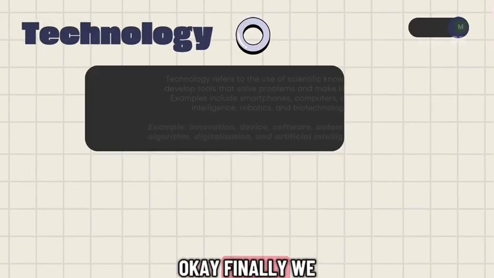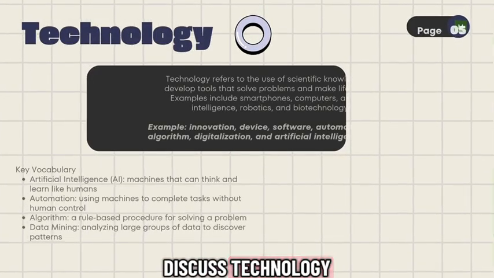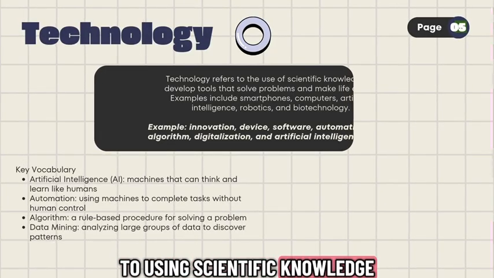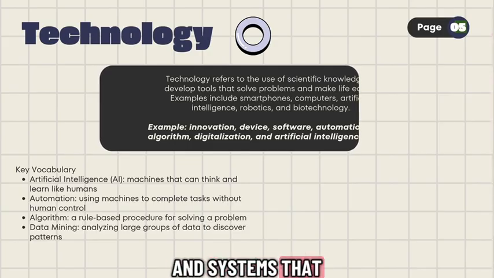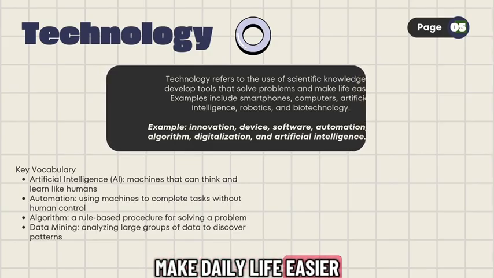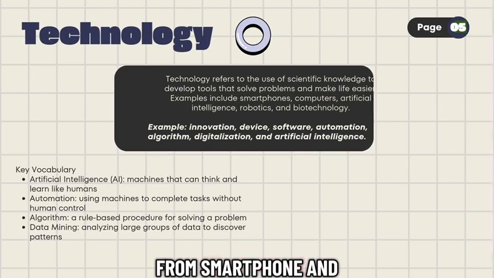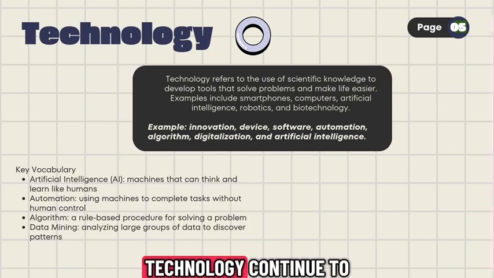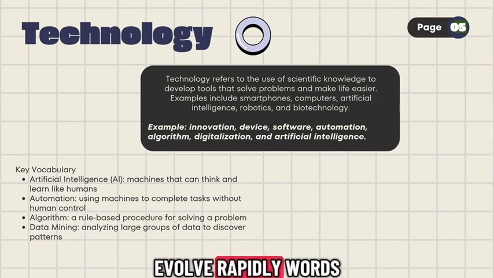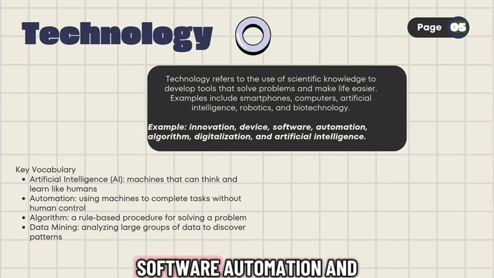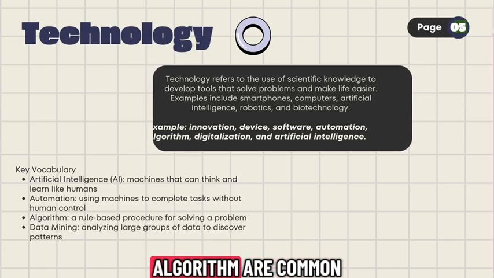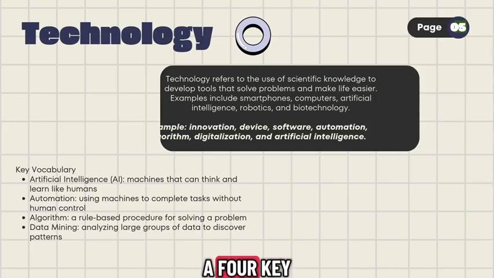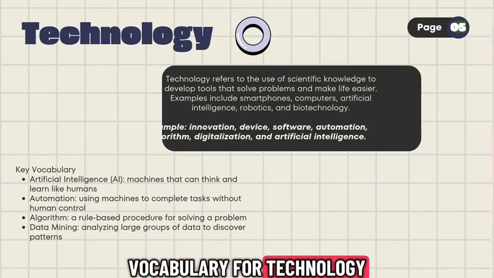Okay, finally, we discuss technology. Technology refers to using scientific knowledge to create tools and systems that solve problems and make daily life easier. From smartphones and computers to artificial intelligence and robotics, technology continues to evolve rapidly. Words like innovation, software, automation, and algorithm are common in this field. There are four key vocabulary words for technology.